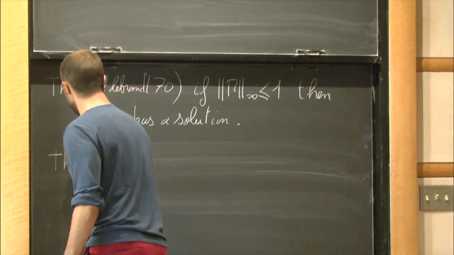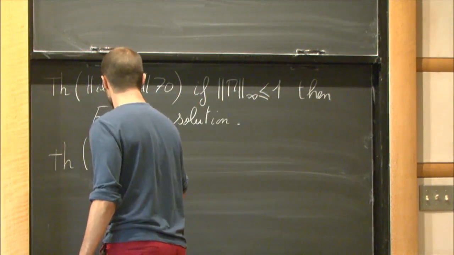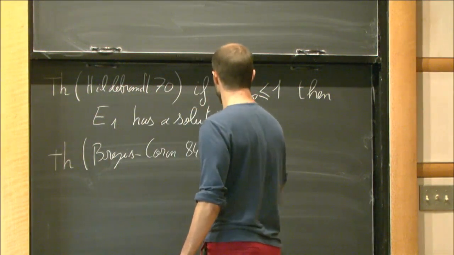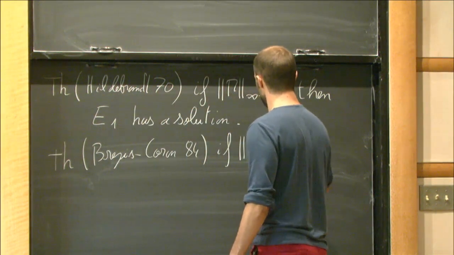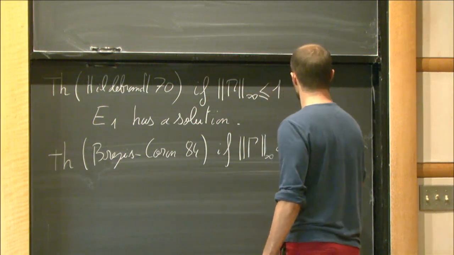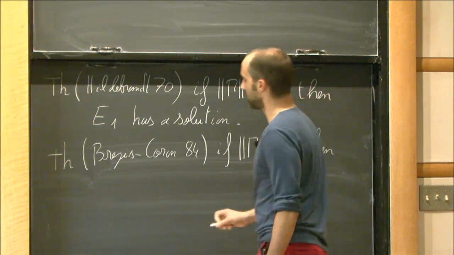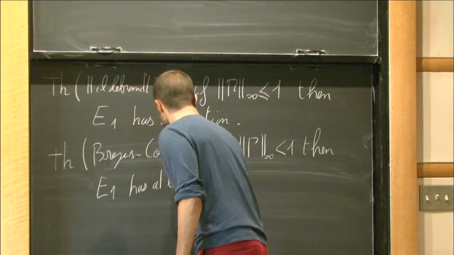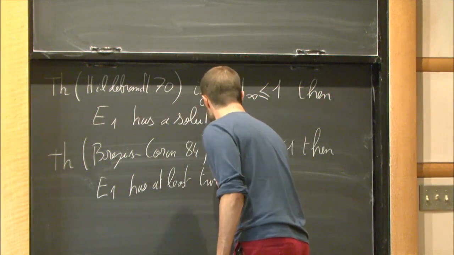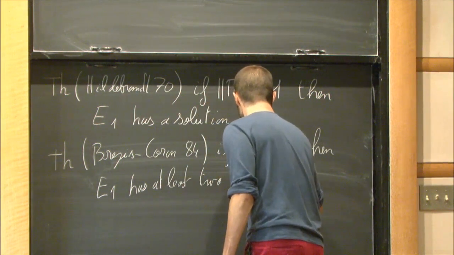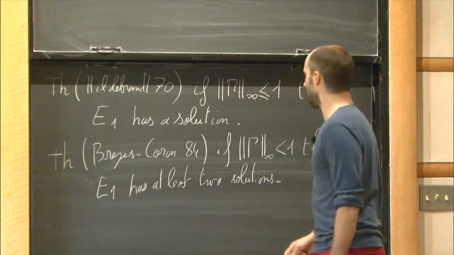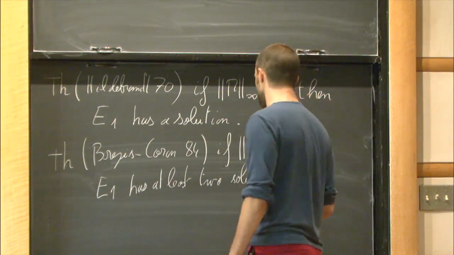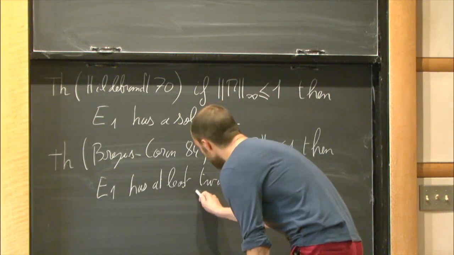Then, in the 80s, Brezis and Coron proved that if gamma is strictly smaller than 1, then E1 has at least two solutions. And this was proved using some mountain pass technique. And the idea is the following.